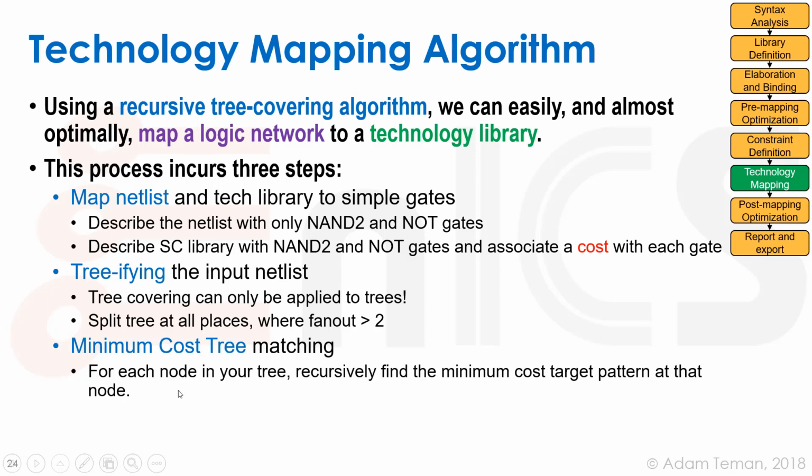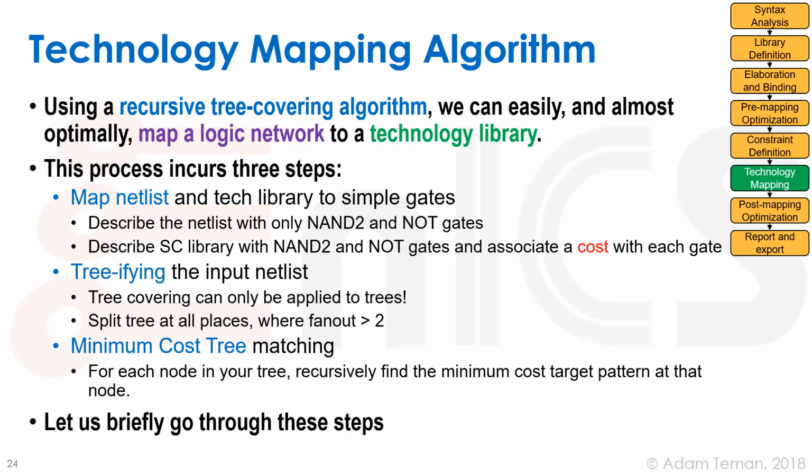Finally, we apply this minimum cost tree matching algorithm, which recursively goes over the different trees that we made and maps standard cells according to their cost. And yes, it does reach an optimal solution, at least for the inputs that we give it, which are these costs of each gate and these tree-ified input netlists. Okay, so let's go through these steps in an illustrative fashion.